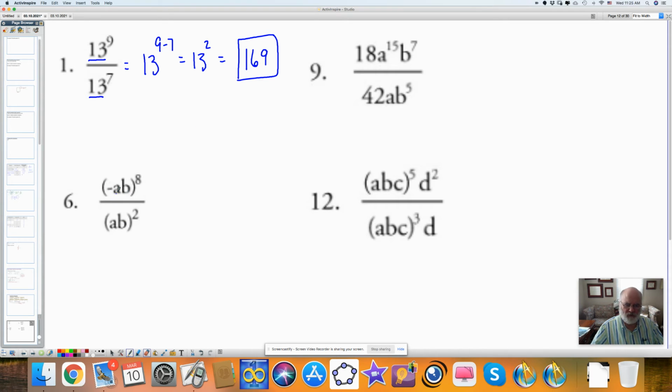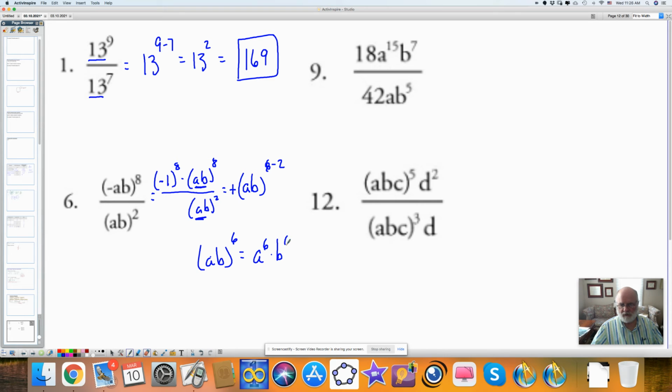Here we have the same base. This is not quite the same. I've got a negative AB. So I'm going to write this as negative 1 to the 8th power times AB to the 8th divided by AB to the 2nd. Now I've got the same base here and here. Negative 1 to the 8th power is a positive 1, so my answer is going to be positive. I'll have AB raised to the 8 minus 2, which is 6. And when you raise the product to a power, we have to distribute the power. So this is the same as a to the 6th times b to the 6th.